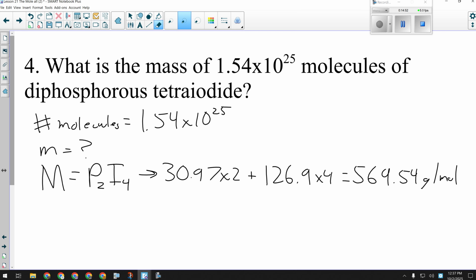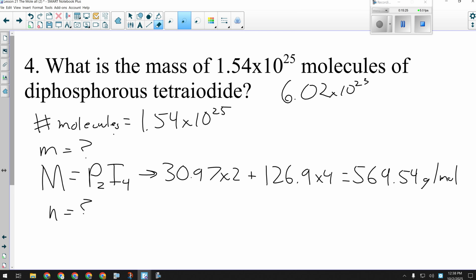If I want to calculate little m, what else do I need that I don't have? N. Yeah, I don't have the number of moles. What I do have is the number of molecules and the number of molecules in 1 mole. Can I get the number of moles? What should I do with those two numbers? Divide them, right? Because the number of moles is going to be a much smaller number by comparison. By dividing those two numbers, I would get the number of moles.